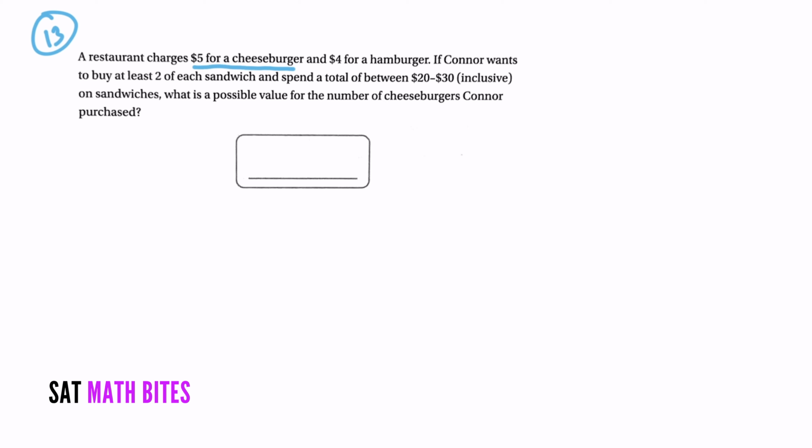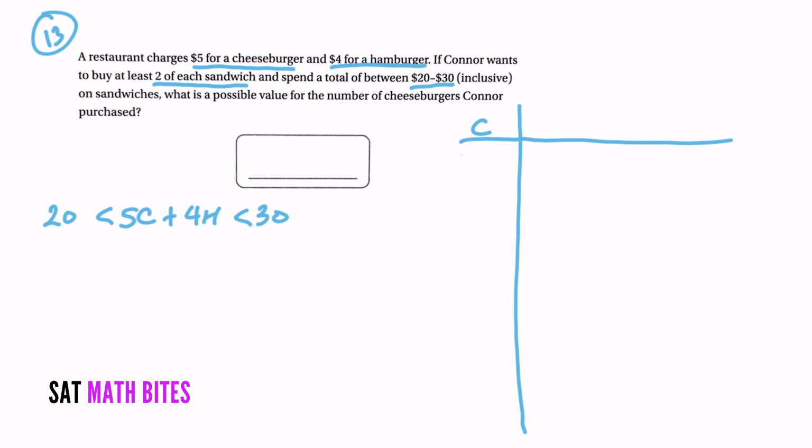In problem number 13, we have a restaurant that charges $5 for a cheeseburger, $4 for a hamburger. We need to buy at least 2 of each sandwich and only spend between $20 and $30. So I know that the total cost, which would be 5C plus 4H, has to be between $20 and $30. And I would probably make a table here. I have cheeseburgers, I have hamburgers, I have the total cost, and I know a cheeseburger is $5. I know a hamburger is $4.